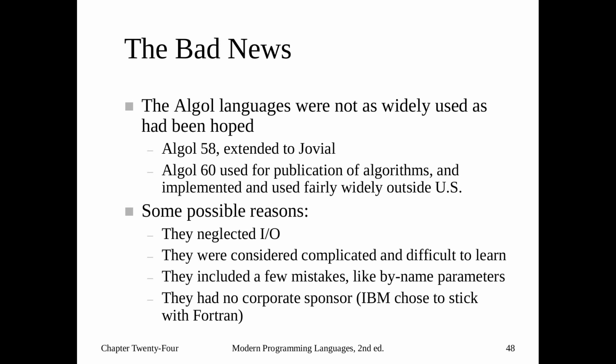I remember talking to a previous professor here who stated that one of the problems with Algol was that it was extremely difficult to learn, but it was really beautiful. He said it was extremely beautiful to look at, and they had this really great manual for it, but it was just so complicated that there's no way it was going to catch on. There were a few mistakes, by-name parameters being an issue, but the more important thing was, even like today, there was no corporate sponsor for the language, right?